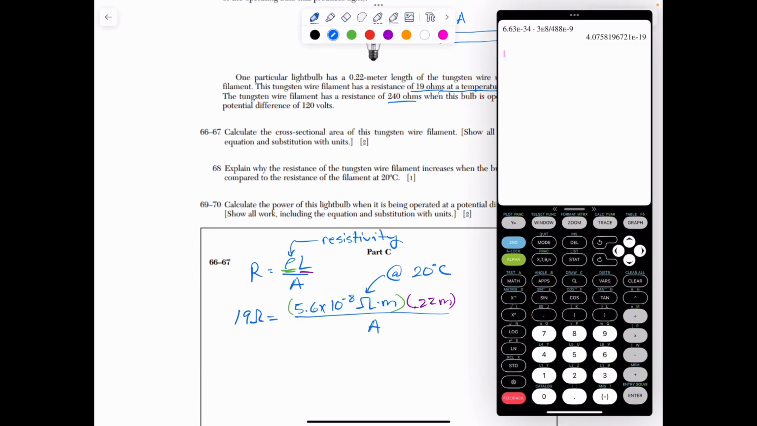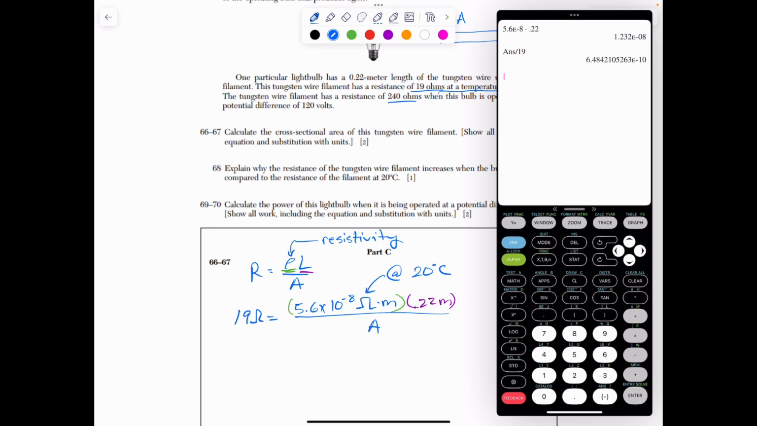So let's plug some of these in. I am going to multiply my 5.6 second EE negative 8 times 0.22. Okay. And then after I cross multiply, I'm doing some of this in my head, and that would be full credit still, I would have to divide both sides by 19. And so I'm going to take that answer I just got on my calculator and divide it by 19, and hit enter.